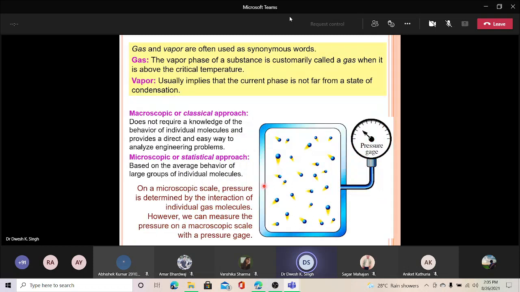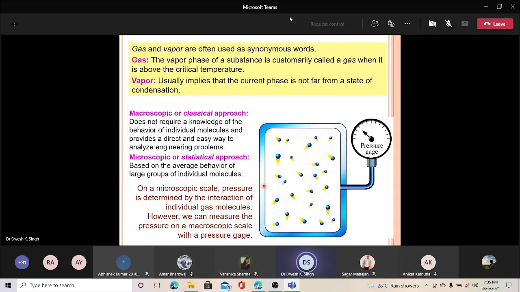Now, gas and vapor are often used as synonyms. The vapor phase of a substance is customarily called a gas when it is above the critical temperature. Obviously, every liquid can change into a gas above that. There is a critical temperature, above which a liquid can change to a vapor, or you can say a gas.